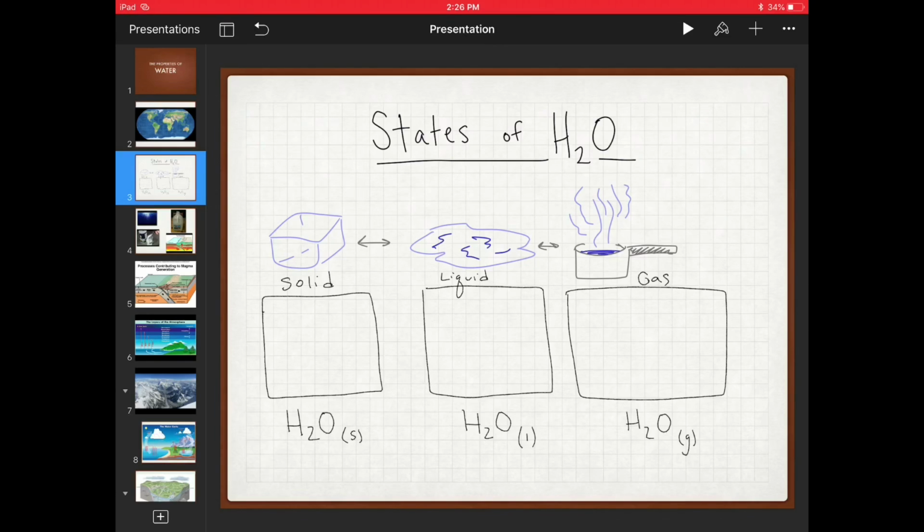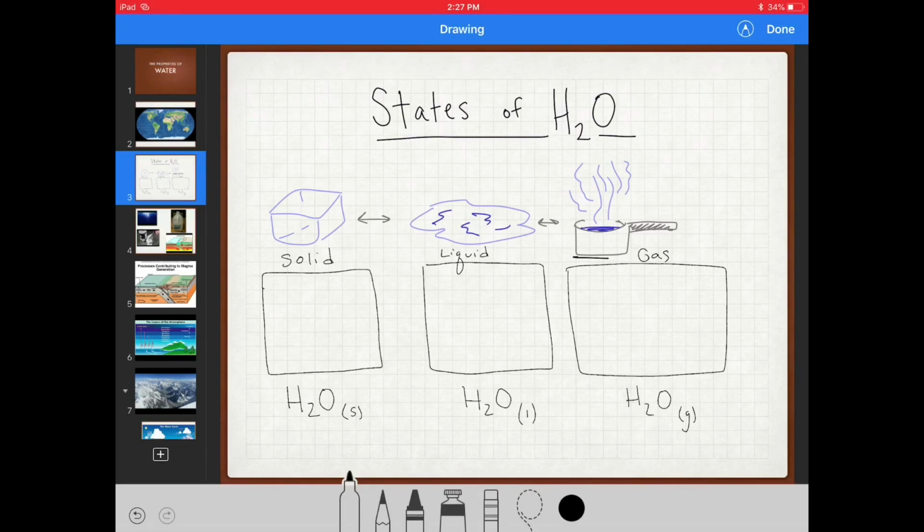Now, in the water beaker boil experiment, we took water from being a liquid to a gas by adding heat. And here you can see that this pot was sitting on some type of heating mechanism, which caused the water to turn from a liquid into a gas.